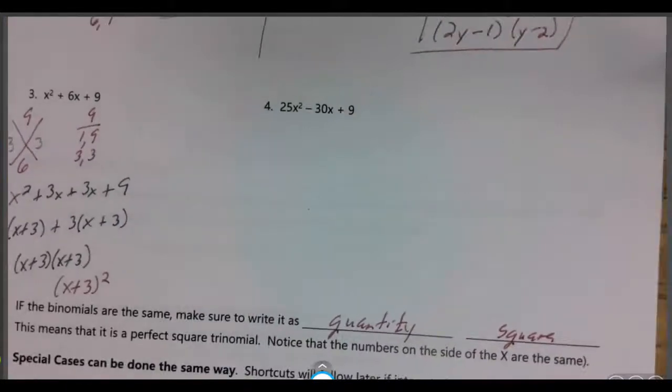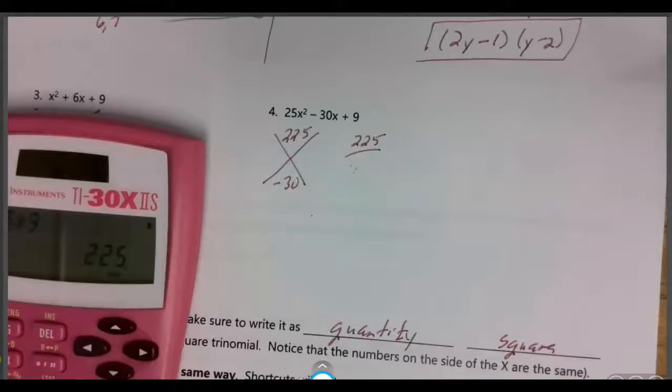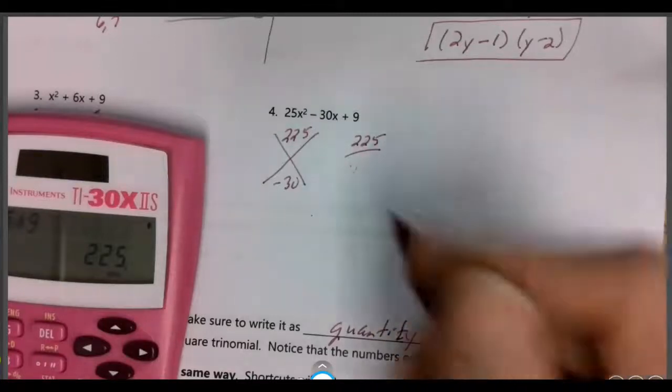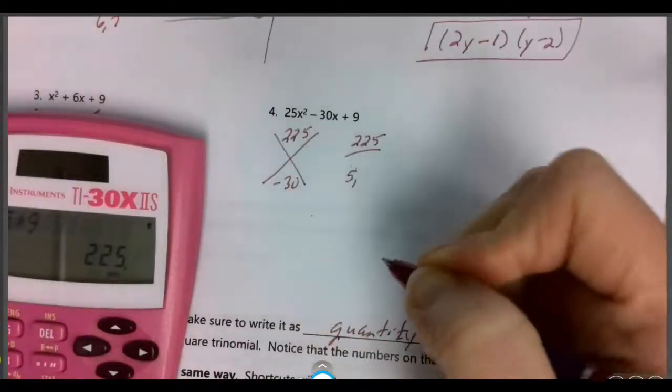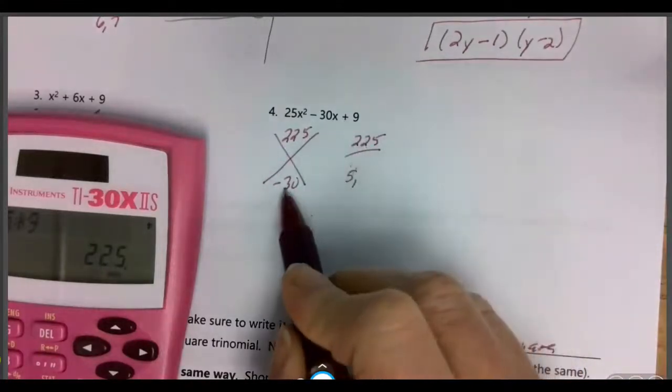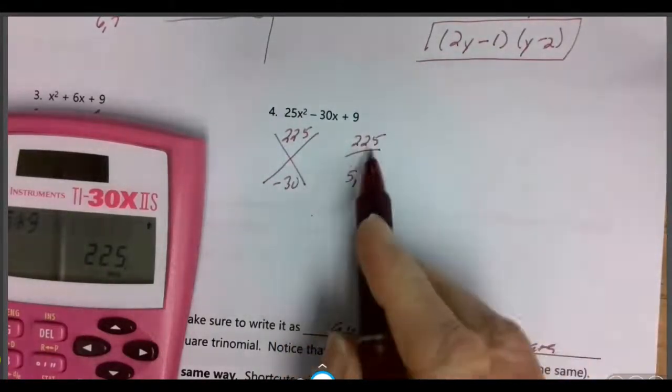Try number 4, go. So in this one we get big numbers. We don't want to actually do that, do we? So let's pick a number that we think might go into 225. Well, we know 5 goes in. How many times does 5 go in? Oh, wait. And we have a positive number here. We have a negative here, so everything's negative. Do you see what I'm doing?